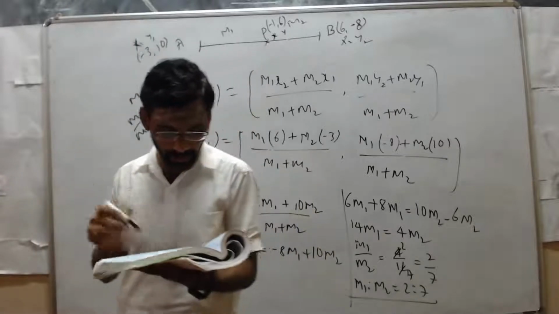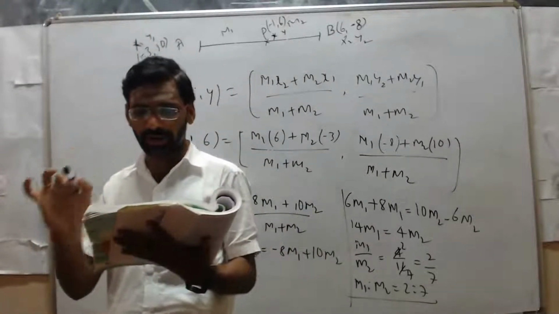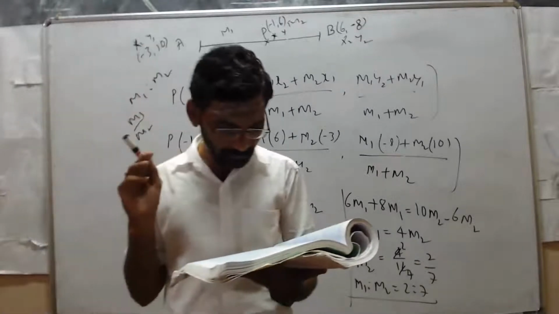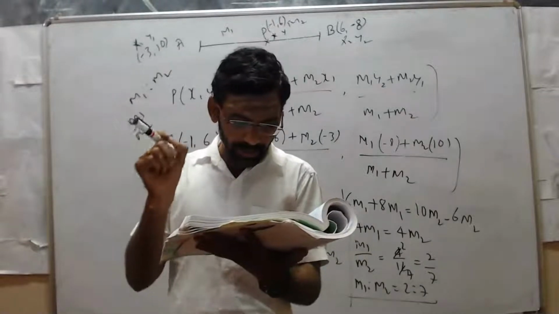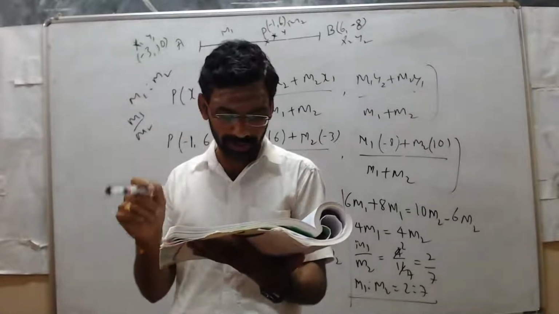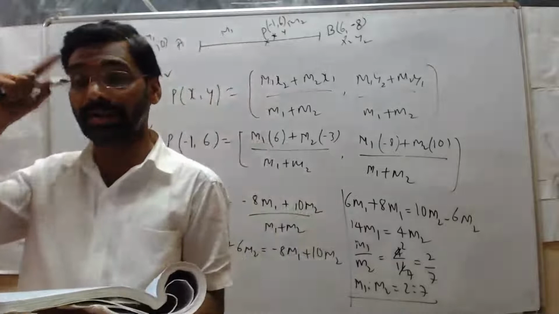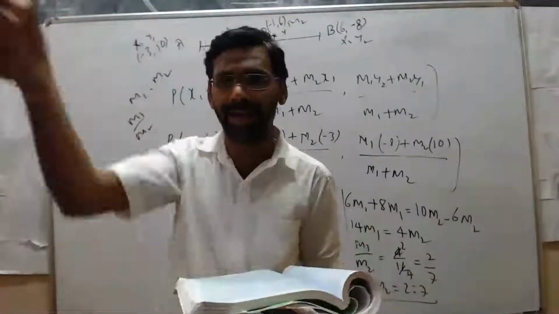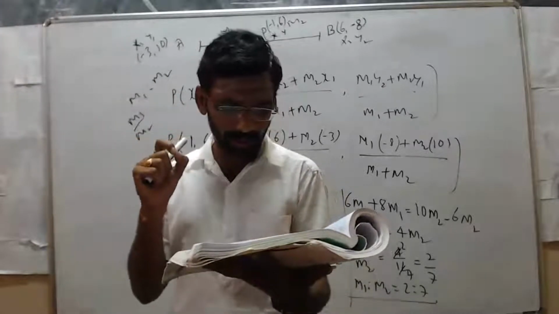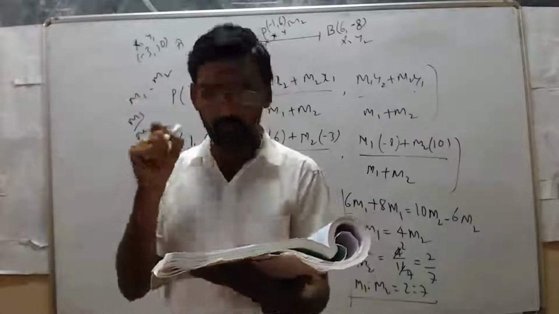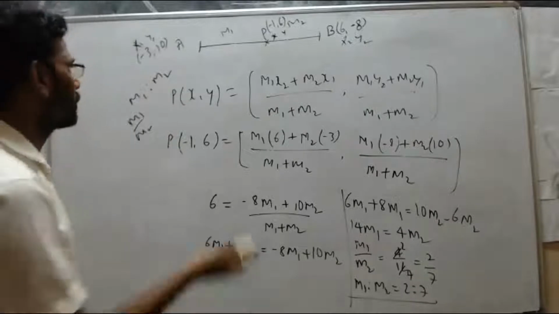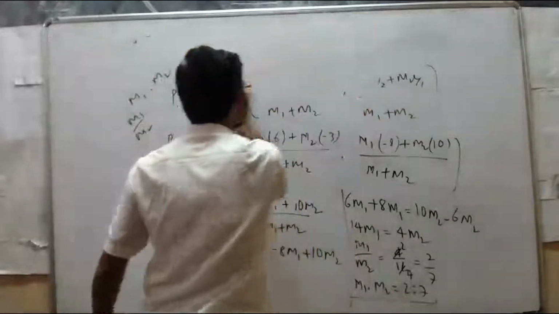The question here is, find the ratio. Find the ratio means we have to find the value of m1 and m2. The line segment joining A 1 comma minus 5, B minus 4 comma 5 is divided by the x-axis. Keep in your mind that the line segment is divided by the x-axis. Also find the coordinates of the point of division. Again, find the ratio means we have to find the value of m1 and m2.